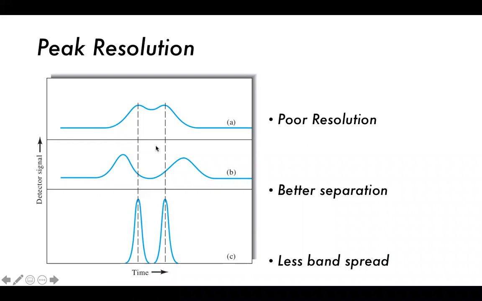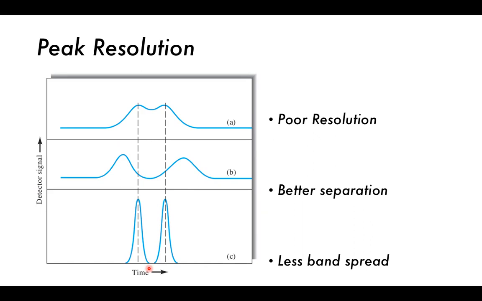Some of the techniques that we can use to improve peak resolution are, for example, to increase the separation between the bands in part B here. You can see that the peak has been shifted so that the distance between them is further, so that we can better separate out the two components. And at the bottom, we have less band spread, so we've created more narrow bands. This can be brought about through a number of different techniques. Maybe it's through changing the stationary phase, maybe it's changing the solvent. It just really depends on the individual analytes that we're trying to separate.